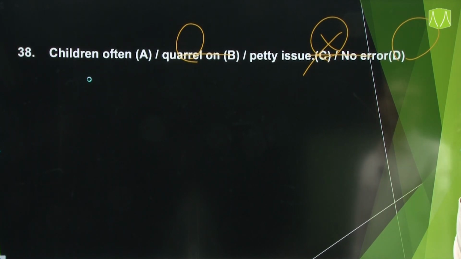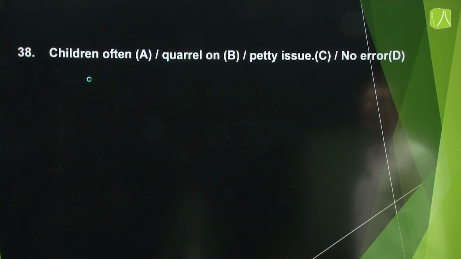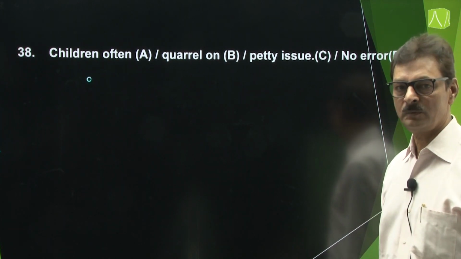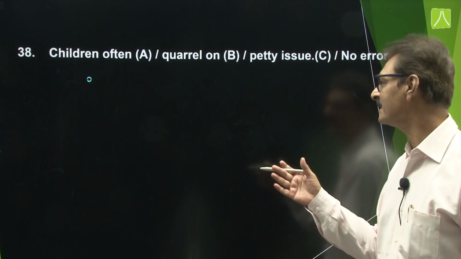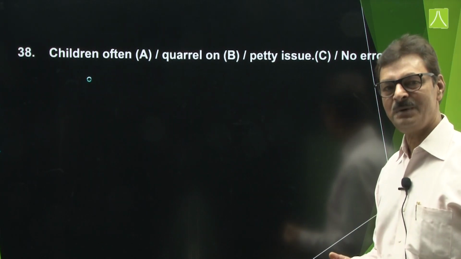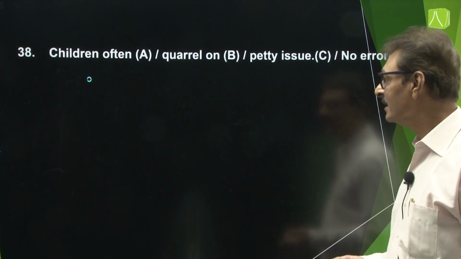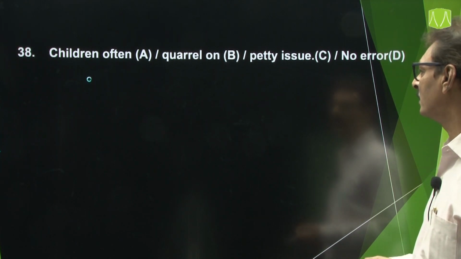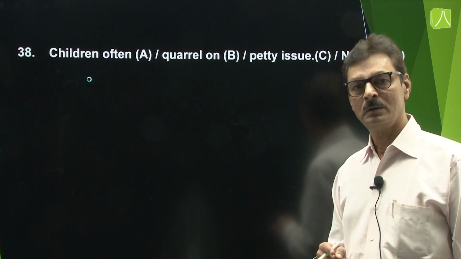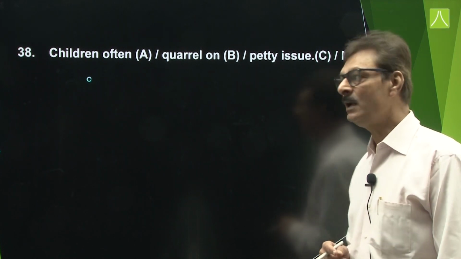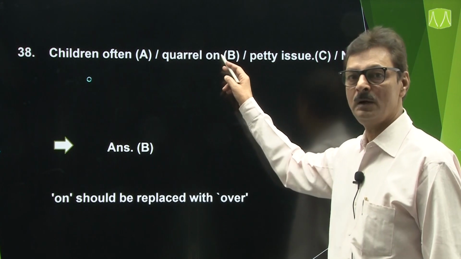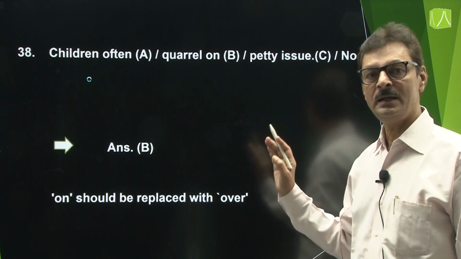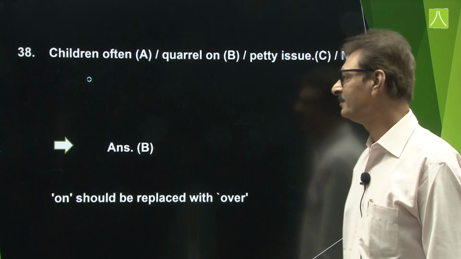Some more sentences. Children often quarrel on petty issue. Small sentence. छोटे बच्चे अक्सर झगड़ा करते हैं छोटी बातों पे. कहाँ पर है error? Children often quarrel on. We never say quarrel on. Incorrect use of preposition है यहाँ पर. The error is in part B. It's not quarrel on. It should be quarrel over. Yes, quarrel के संग on नहीं लगेगा. Quarrel should take over.